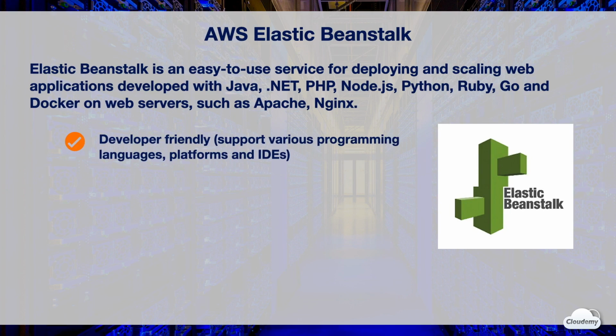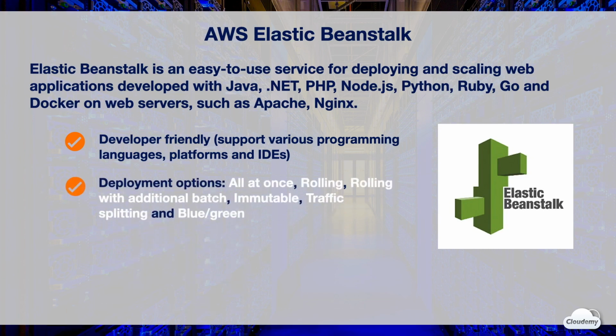It supports a variety of programming languages, platforms, and popular web servers. It lets you deploy your code through AWS Management Console, Elastic Beanstalk CLI, as well as third-party IDEs, such as Visual Studio and Eclipse. Elastic Beanstalk offers a variety of deployment options to deploy your application across your EC2 instances, including all at once, rolling deployment, rolling with an additional batch, immutable, traffic splitting, and blue-green deployment. These deployment options enable you to choose between speed and safety of deploying applications while reducing the administrative burden.